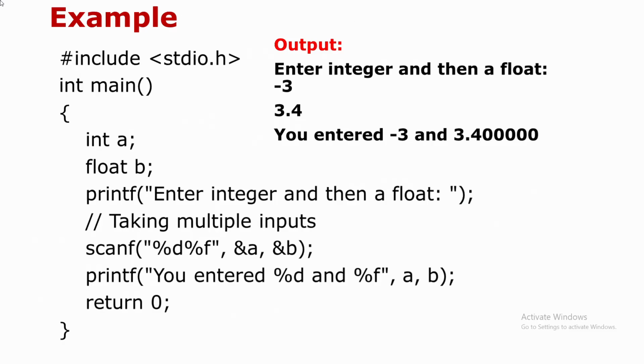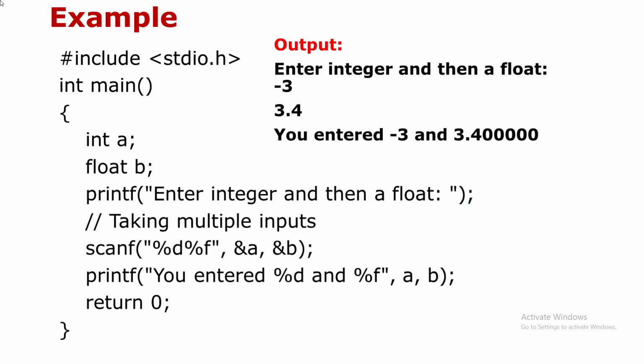Now let us understand this complete C program. We will explain it line by line. #include <stdio.h> includes the standard input output header file. Without this file, the compiler will not recognize printf and scanf. Then int main(), every C program starts execution from the main function. int a; here we declare an integer variable named a. Then float b; this declares a floating point variable named b.